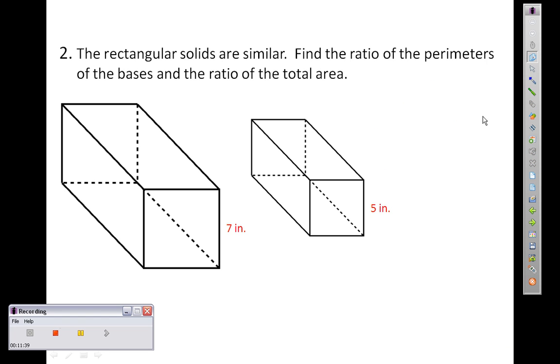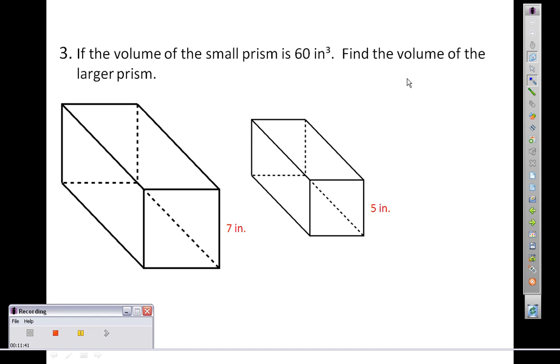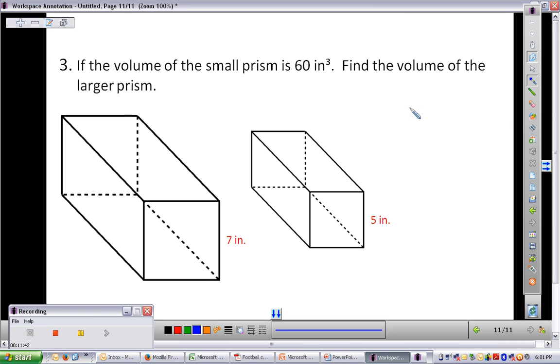One last example. This time I'm actually given the volume of the smaller prism. I'm given that it's 60 inches cubed. I want to find the volume of the larger prism. So let's look at the information that we know. We know that the scale factor, again this is the same figures from the previous slide, is going to be 7 over 5.